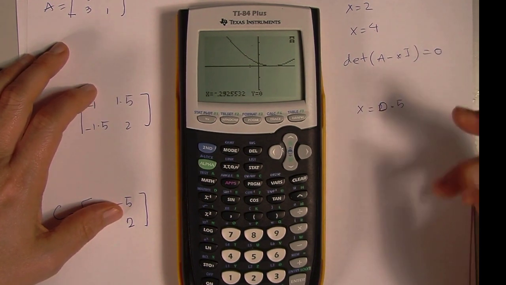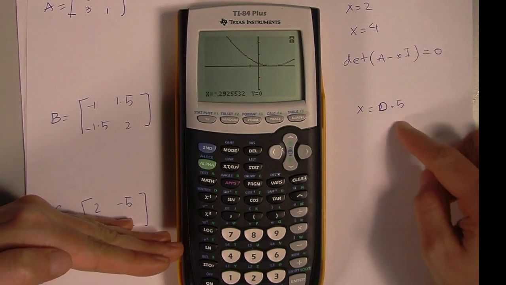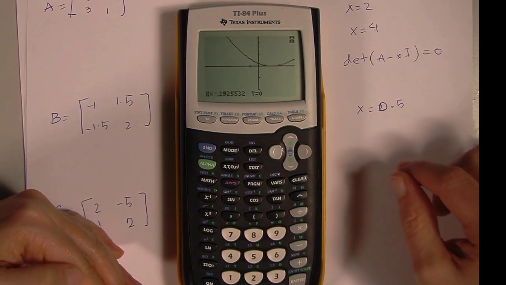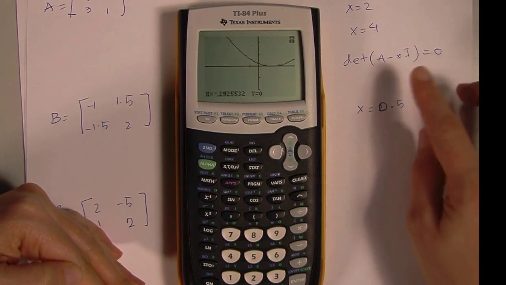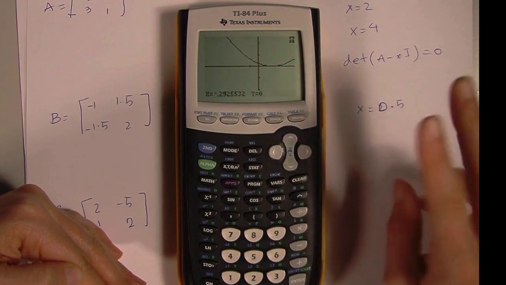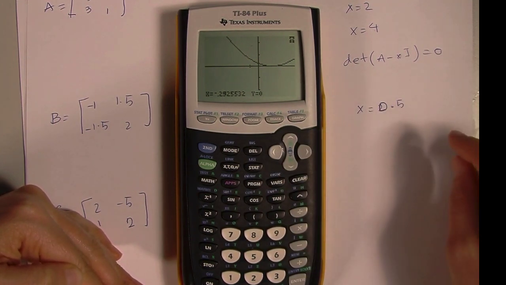How do I know? Being tangent to the x-axis tells me that multiplicity is more than 1, but how do I know it's 2? Again, because this polynomial is of degree only 2, and that makes x equal to 0.5 of multiplicity 2.